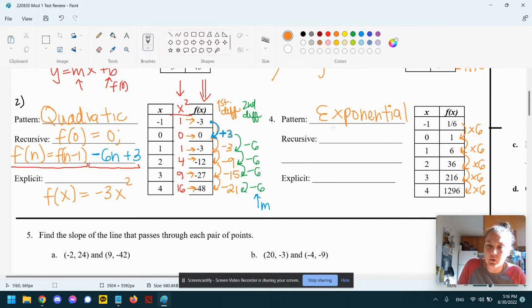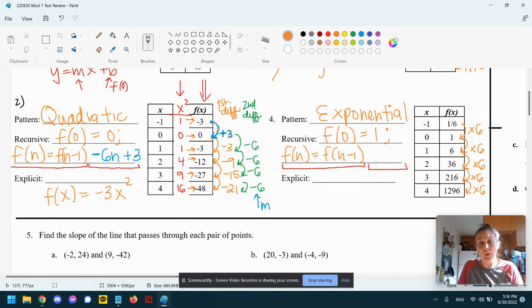Recursives for exponential also start with f of 0. They also start with f of n equals f of n minus 1. This part is always the same. And then this part on the back is the rule. What are we doing each time? We are multiplying by 6.